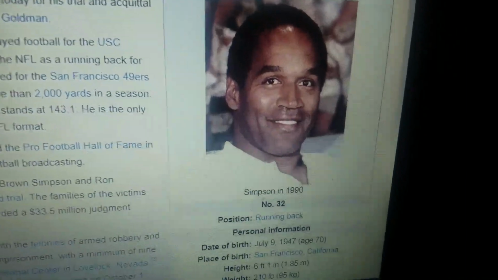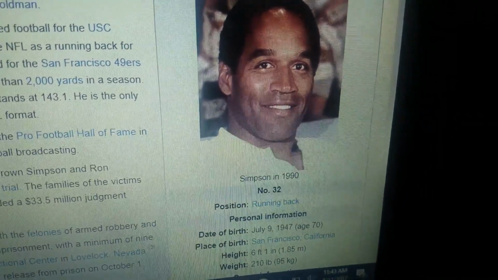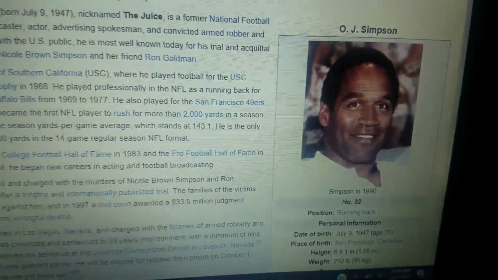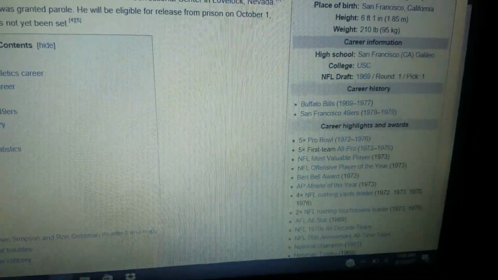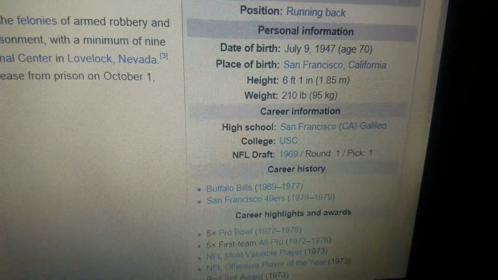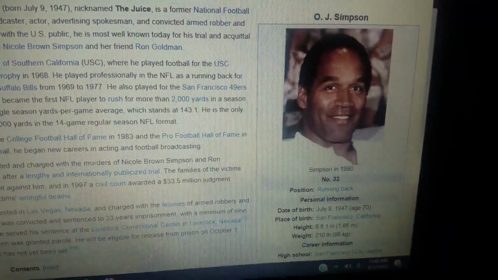O.J. Simpson wore number 32. He was drafted to the Buffalo Bills. Bills, 5 letters. He wore number 32, and 3-2 is 5. He was also born in San Francisco.